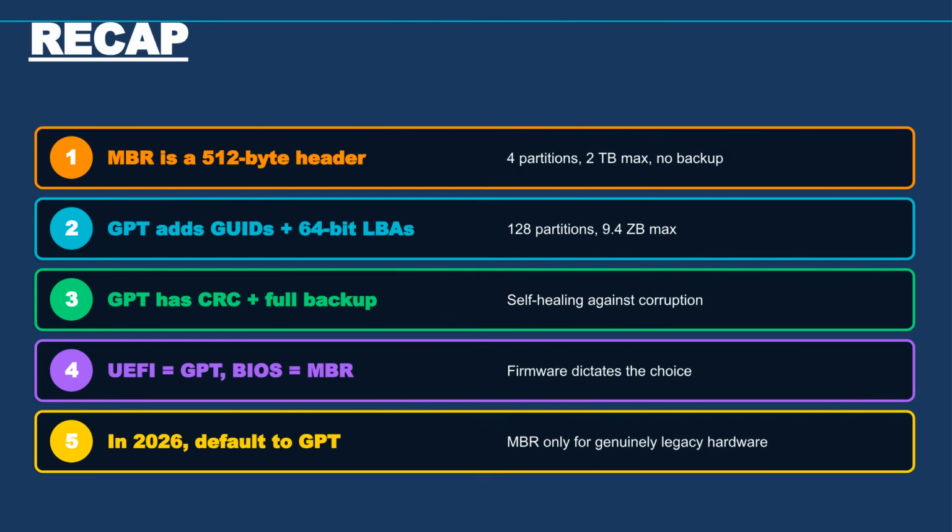To recap, MBR is a 512-byte header limited to 4 partitions and 2 terabytes. GPT adds GUIDs, 64-bit LBAs, 128 partitions, and 9.4 zettabytes capacity. GPT offers self-healing via CRC checks and full backups. Ultimately, the choice depends on your firmware: UEFI for GPT, BIOS for MBR. In 2026, GPT should be the default.